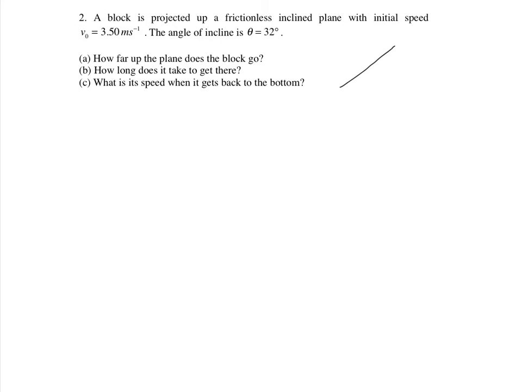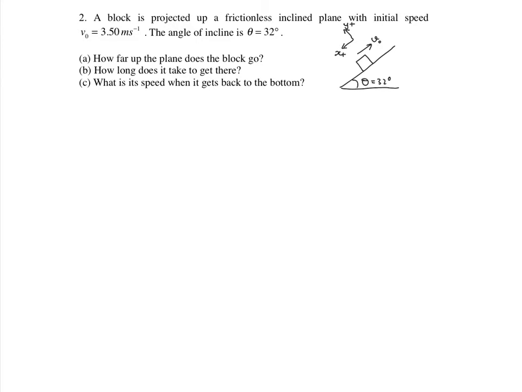Let's draw the problem first. And we should probably define some axes. Say this y here is positive, and this way x is positive. You could do this some other way, but you just have to be careful with the directions of your signs of velocity and acceleration. So let's just do it this way for starters. Theta equals 32 degrees, and you've got a block here, and it's got some initial velocity like this, v0. So how far up the plane does the block go?